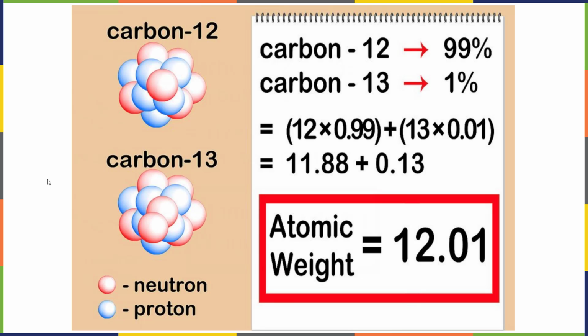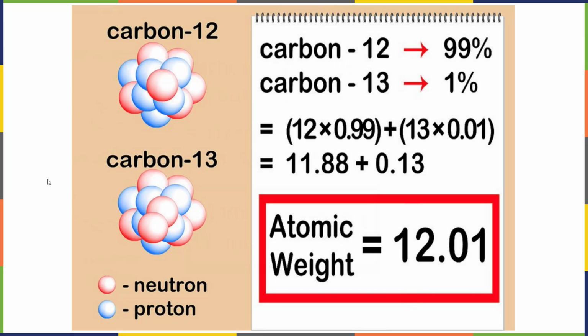We're going to skip that other slide. Here's an example. We've got carbon 12, carbon 13, and carbon 14, but this slide just looks at carbon 12 and carbon 13. Carbon 12 is an isotope of carbon. It weighs 12 AMUs, and its percent abundance is 99%. That means that 99% of the carbon atoms in the entire universe are carbon 12. It's that particular isotope.